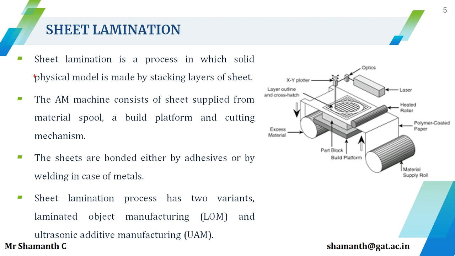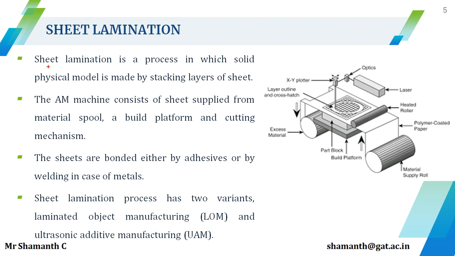So this process is called sheet lamination. Some of them call it laminated object manufacturing as well. If adhesives are used, this is called sheet lamination. If you perform a welding operation to fuse two materials together, then it is called ultrasonic additive manufacturing, just because sheets of the material are used.